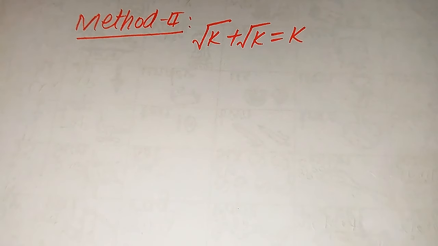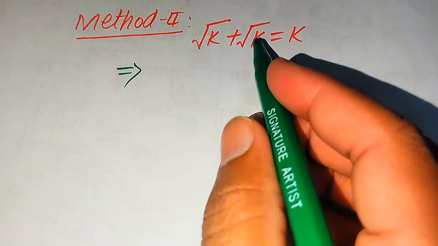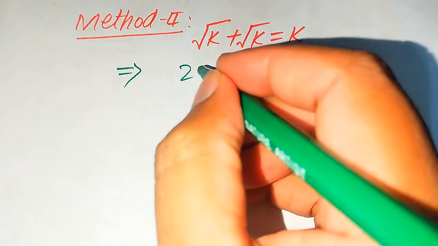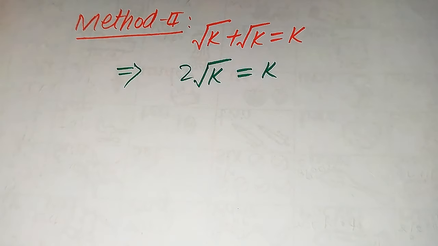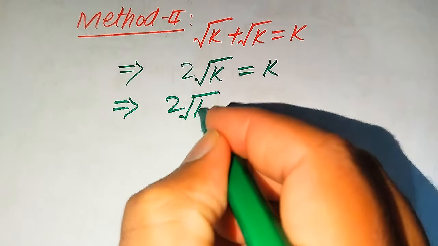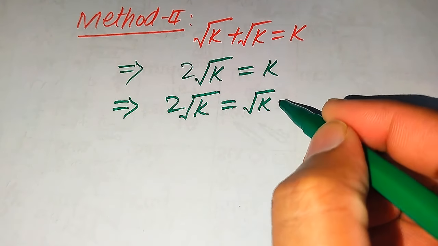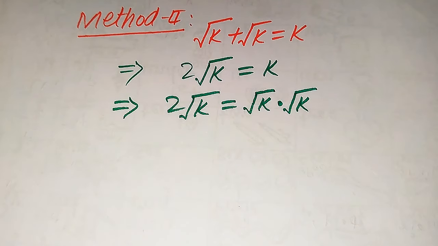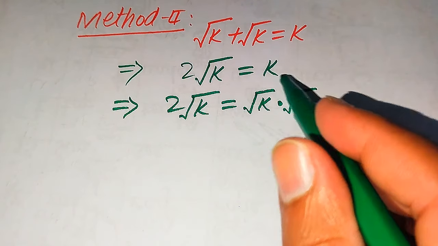So here the first step is the same in both of these methods. When we add square root of k plus square root of k, we get 2 times square root of k equals k. And further in the next step, in order to find the values of k, we first focus on the right hand side and we write our right hand side as the product of two square root terms, and we write k as square root of k multiplied by square root of k. Okay, so when we multiply these two values, the square roots are gone and you get k only.